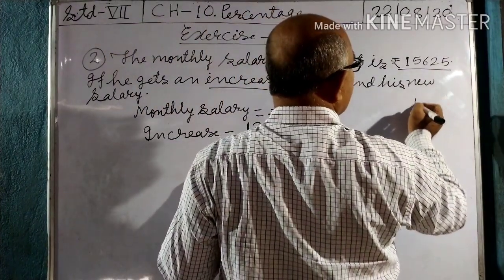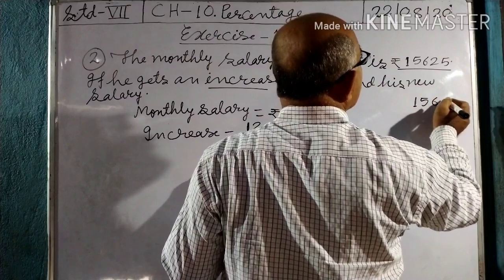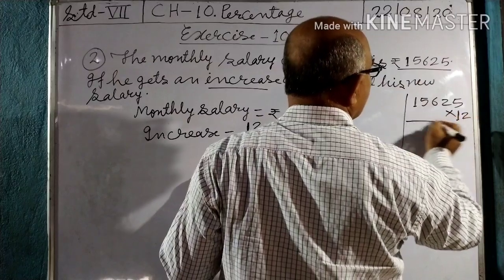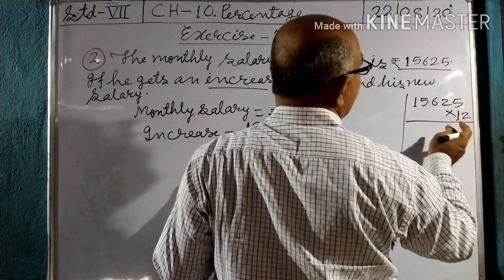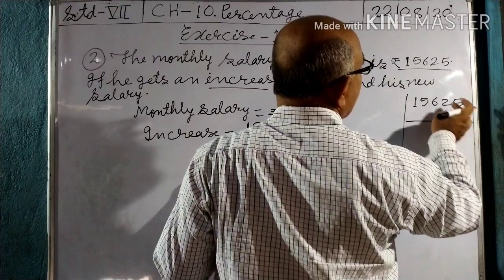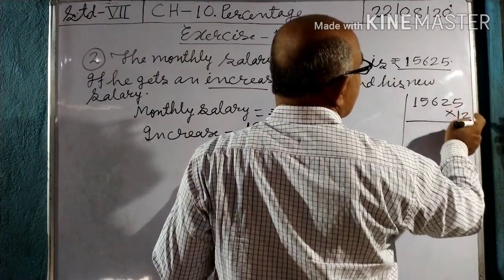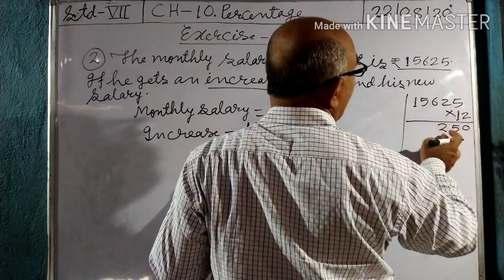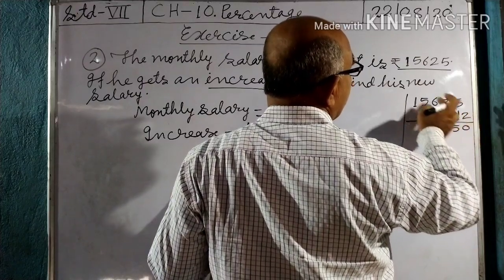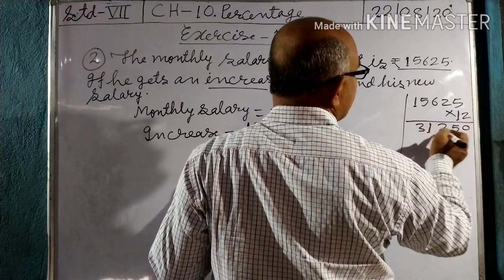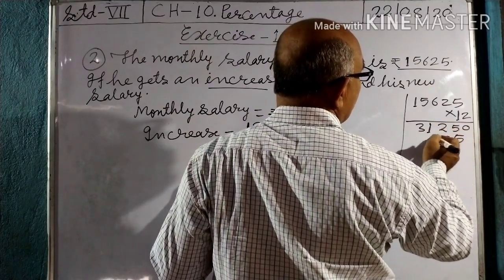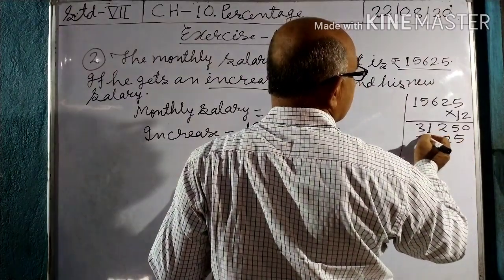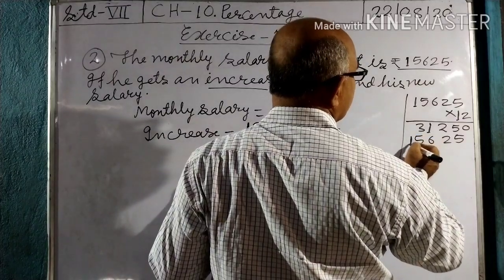So 15,625 multiply by 12. 5 twos are 10, 0, carry 1. 2 twos are 4 plus 1, 5. 6 twos are 12, 2, carry 1. 5 twos are 10, plus 1, 11, carry 1. 1 two is 2, plus 1, 3. Next, multiplying by 1: 5, 2, 6, 5, 1.